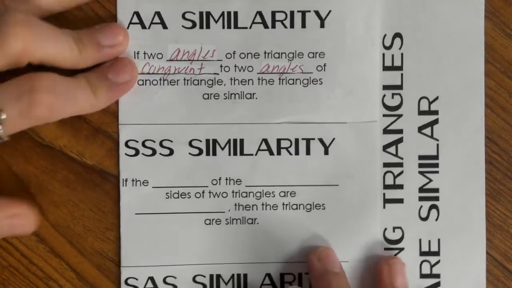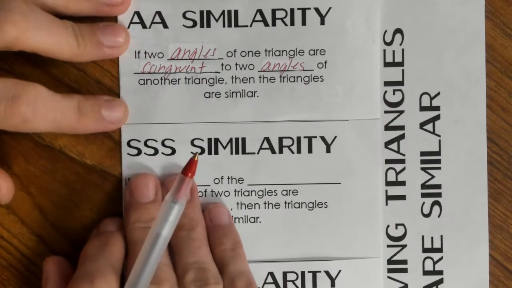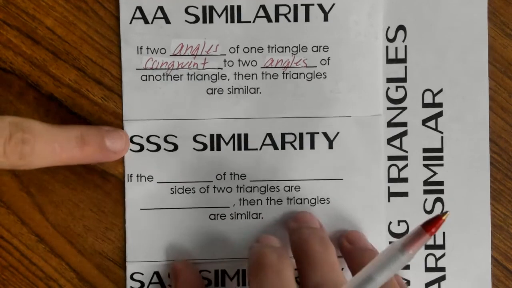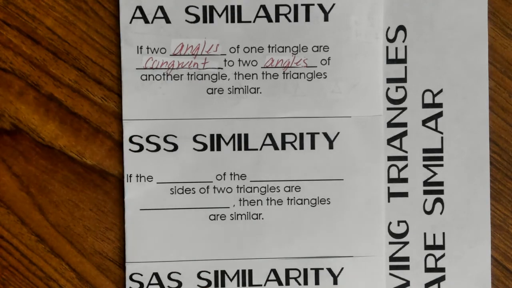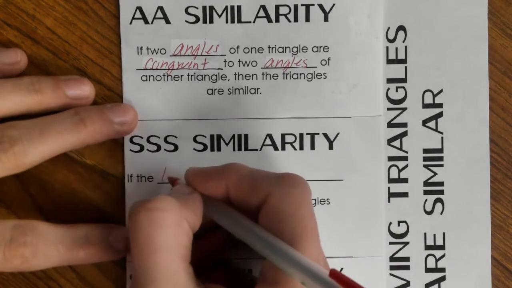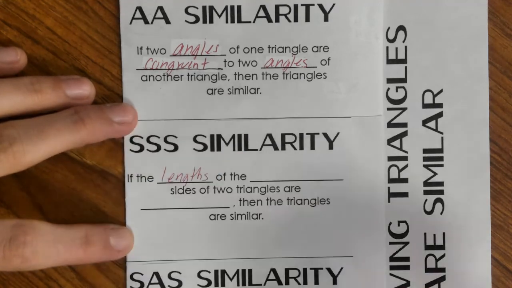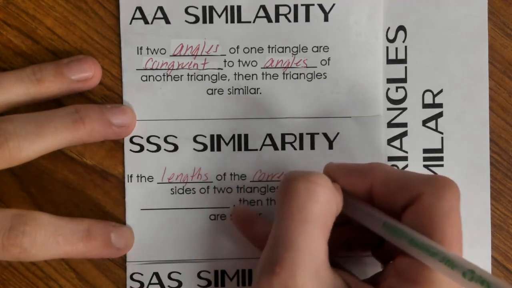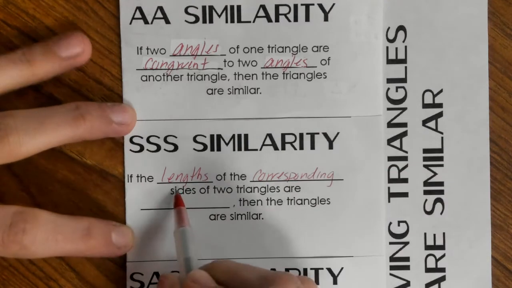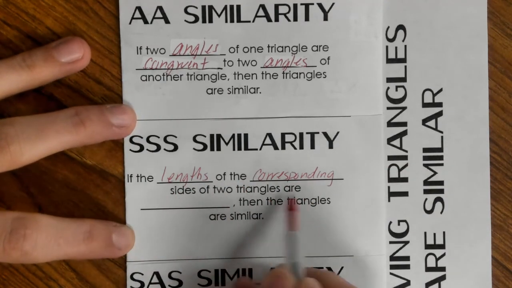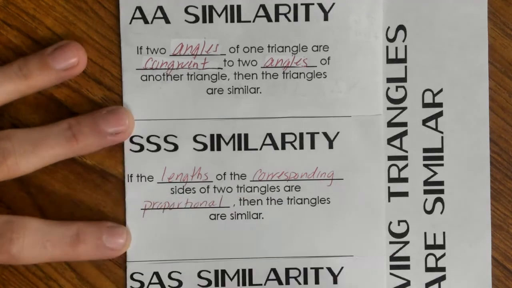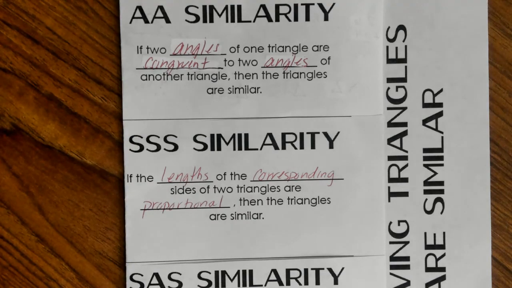Next, we are going to look at our side similarities. Same thing with congruency. We can prove side, but because they're not congruent, the sides will not be the same. So we're going to have to use proportions and our ratios that we've learned previously. This states that if the lengths of the corresponding or matching sides of two triangles are proportional, then the triangles are similar. Okay?